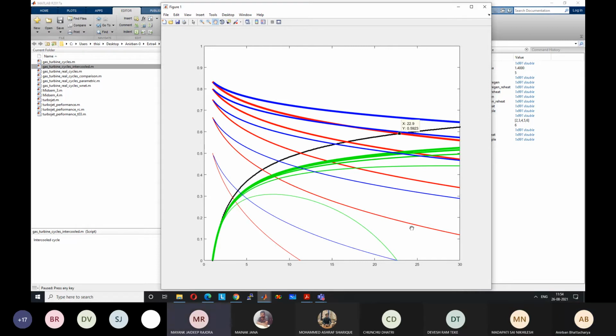Sir, because of reheating, the scope of regeneration is increased. Correct. Because of reheating, the scope of regeneration is increased. Why is it increased? Sir, the exhaust temperature went higher. Exhaust gas temperature is higher. Correct. Good. Exhaust gas temperature is higher, so we get more scope of regeneration. Okay, that's fine.